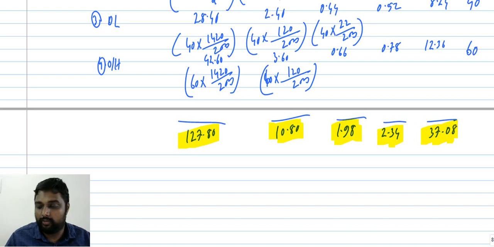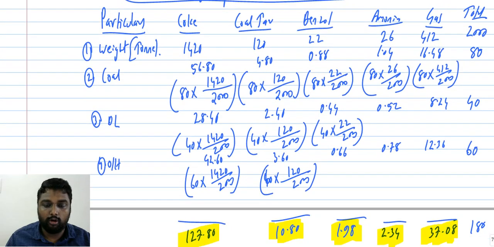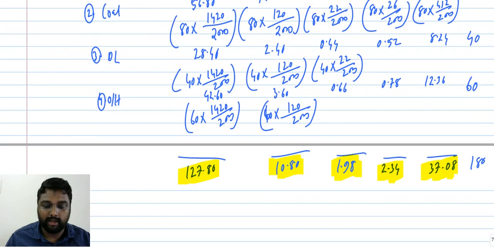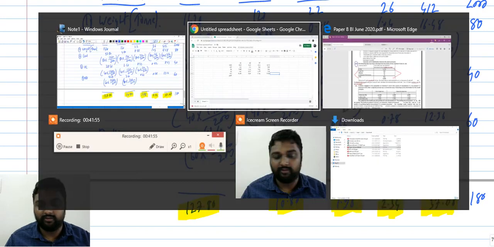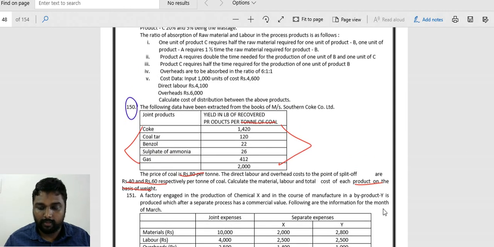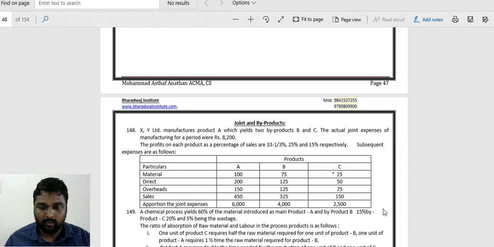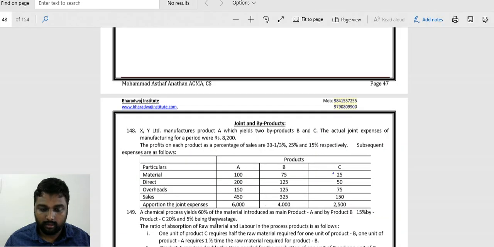Total joint cost will be 180. So this has to be apportioned. The total joint cost 180 is apportioned to all the 5 products on the basis of weight. Very basic question. Okay. Now we'll go for another question. So once again I will show you the answer. $148. Are you ready? 148.